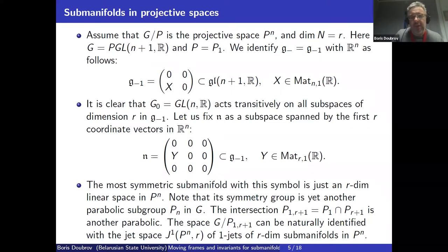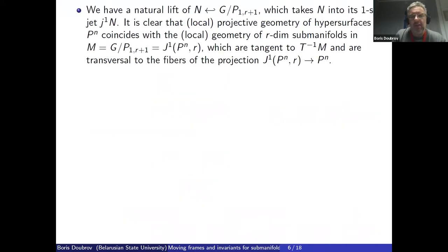And last time we were doing this, I think in the first lecture, we recovered the second fundamental form of a hypersurface. But here I assume that the dimension is arbitrary. So actually what happens if you take a lift, and of course this is wrong, so it should be an embedding into a different direction. So it takes n into the first jet, and it is clear that local projective geometry of submanifolds of dimension r coincides with local geometry of submanifolds in this first jet space, which are tangent to a contact distribution, or Cartan distribution, on this jet space, and transversal to the fibers of the projection.